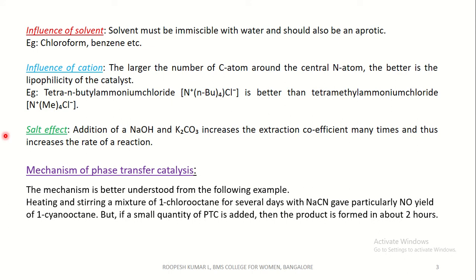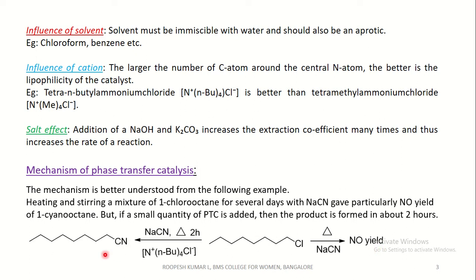Coming to the mechanism of phase transfer catalysis, the mechanism is better understood from the following example: heating and stirring a mixture of 1-chlorooctane for several days with sodium cyanide gave practically no yield of 1-cyanooctane. That is, 1-cyanooctane is expected but we didn't get any product. Whereas if you add a small amount of PTC, which is tetra-n-butyl ammonium chloride, then the product is formed in just about 2 hours.